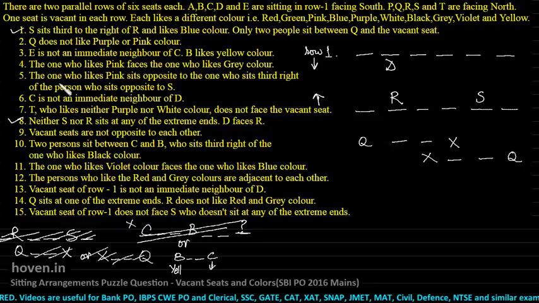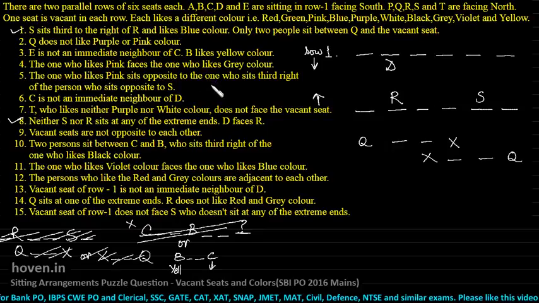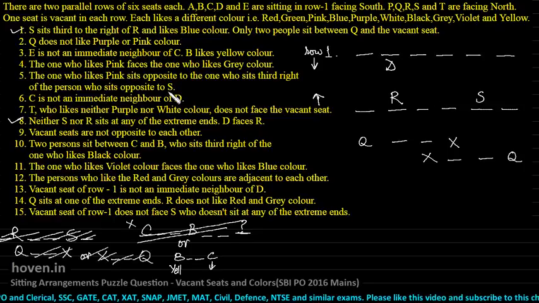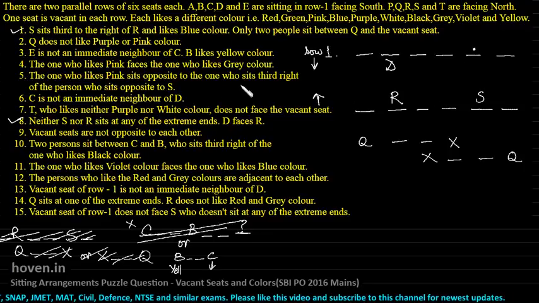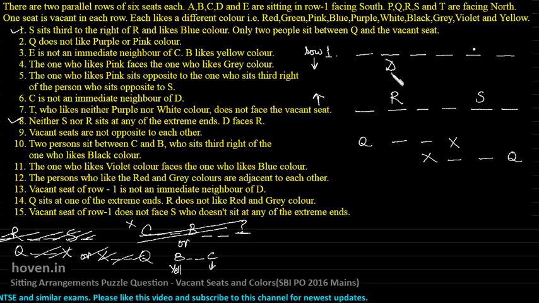He says the one who likes pink sits opposite to the one who sits third right of the person who sits opposite to S. Let us see who is sitting opposite to S. This person is sitting opposite to S. And the third right of this will be third right, 1 to D. That is going to be D.